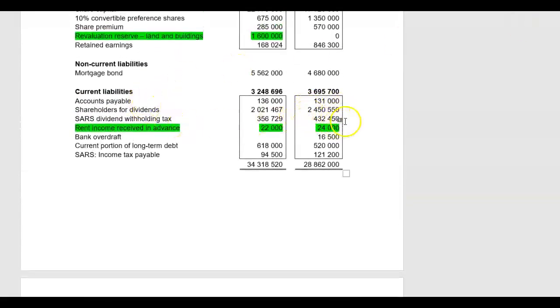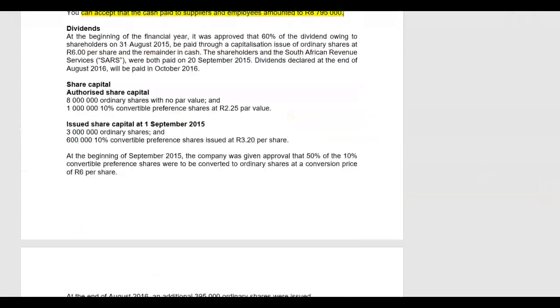So those two together. 60% of them was settled through a capitalization issue of ordinary shares at R6 per share and the remainder in cash. The shareholders and the South African Revenue Service were both paid on 20 September 2015. Dividends declared at the end of August will be paid in October.